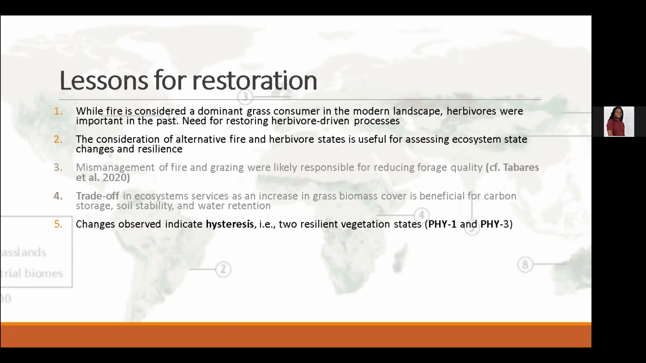And then we also see changes that suggest that there's hysteresis, because it's not going to be easy to move from phi 1, the short grass state, to the tall grass state with phragmites without introducing herbivores that can actually take care of that process.